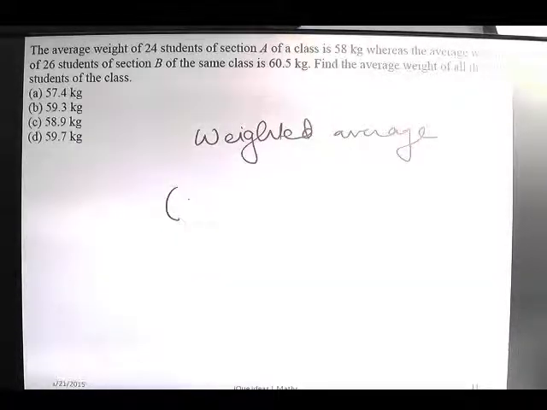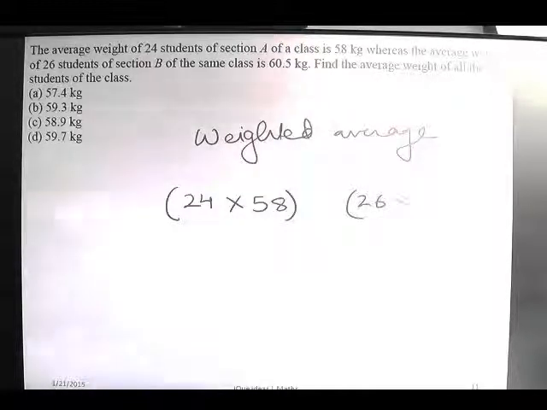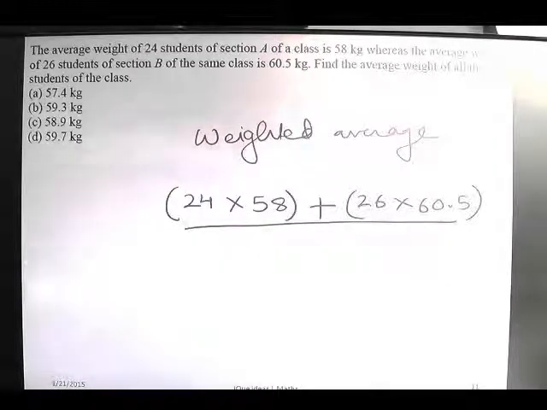But the total weight of section A was 24 students into 58 kg per student. The total weight of section B was 26 students multiplied by 60.5 kgs per student. We add to find a total weight and divide it by the total number of observations, which is 24 plus 26, which is 50. Simplify this, you'll get what your answer should be.